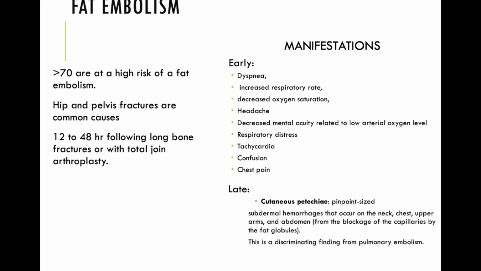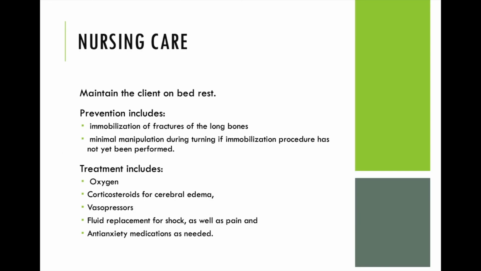When you assess the patient for fat embolism and DVT, the early signs are exactly the same. They're going to have dyspnea, which is trouble breathing, increased respiratory rate because of the trouble breathing, decreased oxygen saturation, headache, respiratory distress, tachycardia, confusion, and chest pain. All of these things are going to be early findings, as well as edema and redness to the skin and things like that for the DVT. But for the fat embolism, make sure that you have on your notes that cutaneous petechiae is only seen in fat embolism.